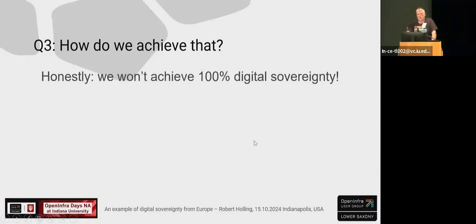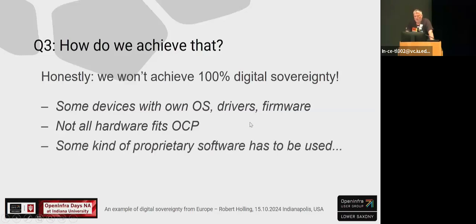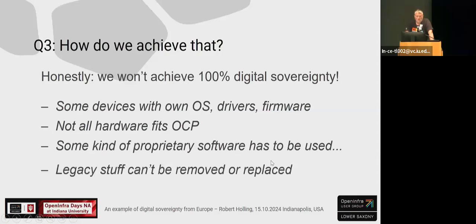So honestly, we won't achieve 100% digital sovereignty. I think that's clear. Some devices with their own operating systems, drivers, firmware. Not all of our hardware fits the Open Compute project. We have some kind of proprietary software that has to be used for different reasons, and we have legacy stuff that can't be removed or replaced or will not be removed or replaced.